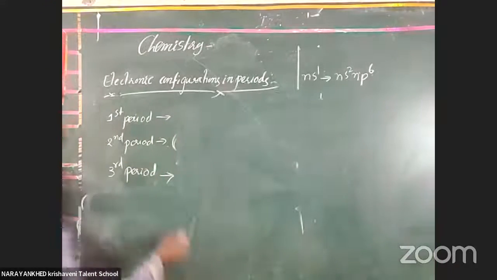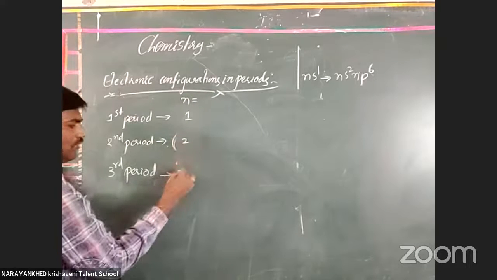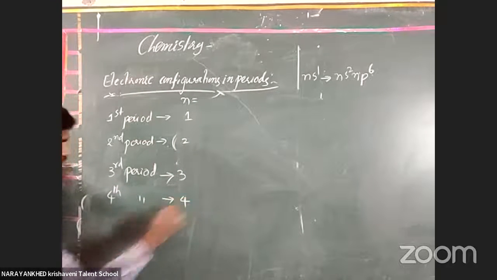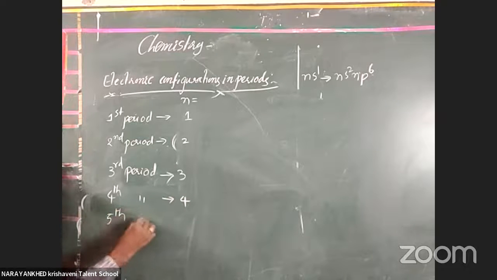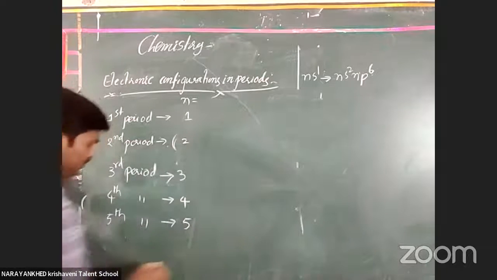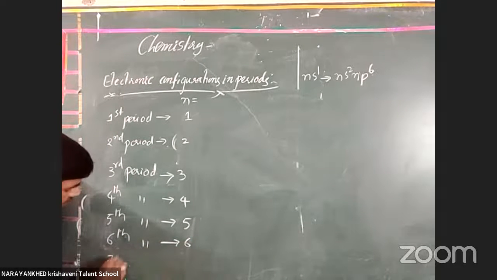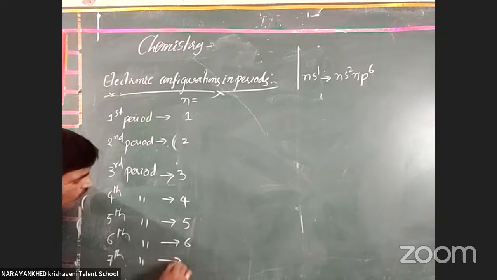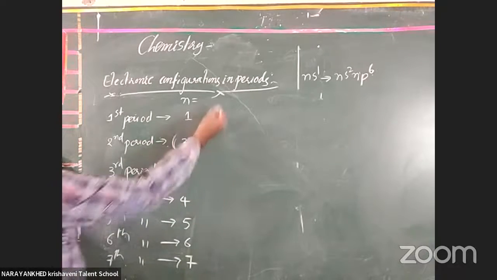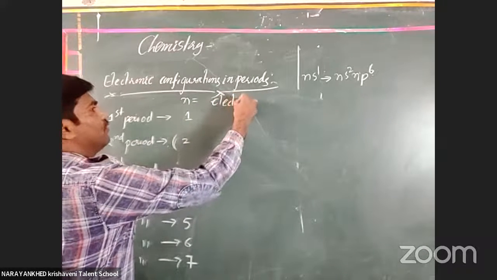For the first, second and third periods, n is equal to 1, 2, 3. Fourth period, n is equal to 4. Fifth period, n is equal to 5. And as well as sixth period, n is equal to 6. Seventh period, n is equal to 7. Got it or not?